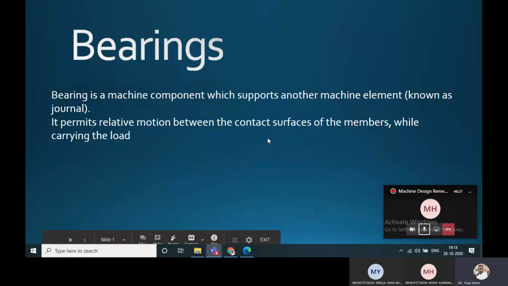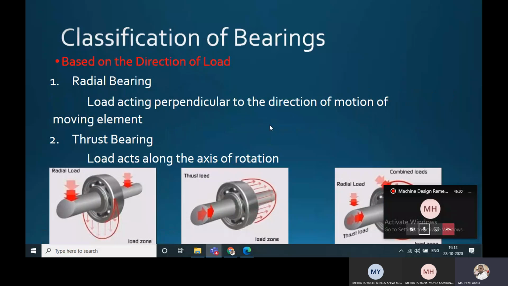In bearings also, you can expect simple 2 marks short answer questions and simple long answer questions. This is a simple unit. First one is the classification of bearings. Under classification of bearings, radial bearings and thrust bearings are there. Radial bearing means whatever load is applied is perpendicular to the axis of rotation of the journal.